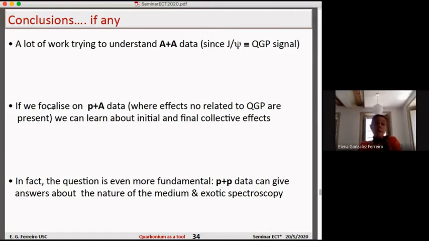In fact, the situation is much more complicated. You also need to study proton-nucleus and proton-proton data contemporarily. The proton-nucleus data can give us some clues about final collective effects, and the proton-proton data also about the nature of the medium and the exotic spectroscopy.